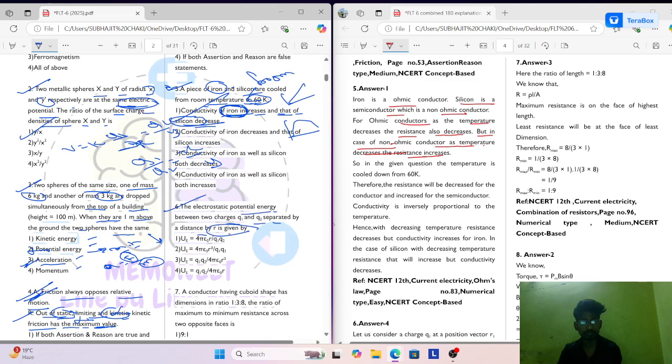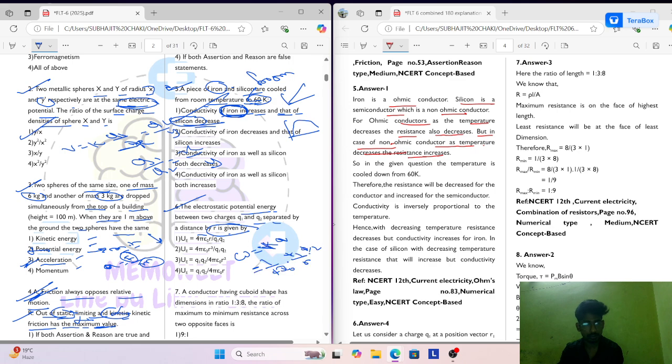The potential energy, or the work done, is given by the formula W equals K into Q. Okay, sorry, V into Q. V is 1 by 4 pi epsilon naught into Q1 by R, so into Q2. Therefore it will be 1 by 4 pi epsilon naught Q1 Q2 by R.